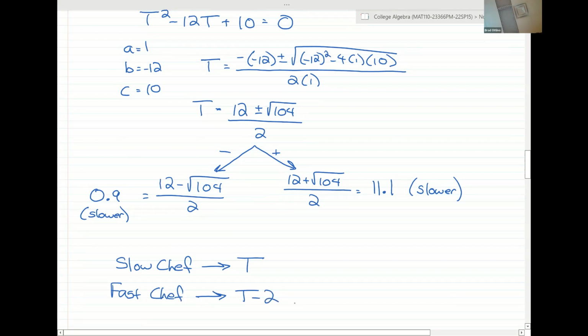Which one doesn't make sense? The one on the left, right? 0.9 doesn't make sense because you can't do 0.9 minus 2. That doesn't make any sense. So the slow chef looks like they would do it in 11.1 hours, and the faster chef would do it in 9.1 hours.